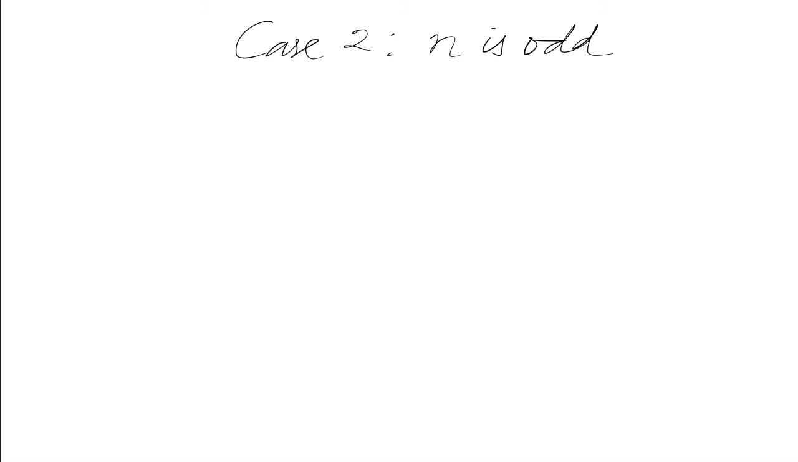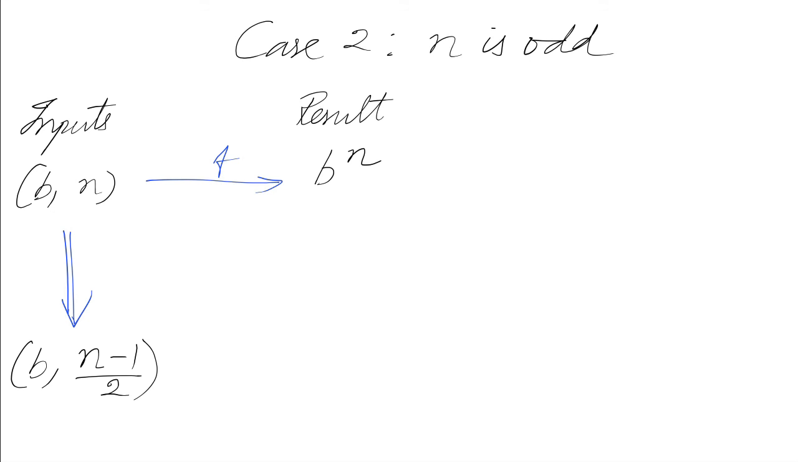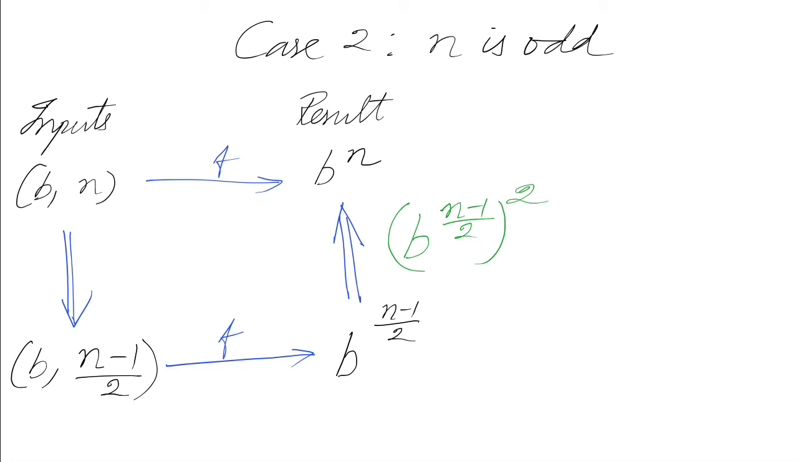Let's now look at the recursion diagram for the case when n is odd. The inputs and results are the same as before. In the reduction step, we need to subtract 1 from n and divide it by half. The result of this subproblem is b to the power n minus 1 by 2. In the combine step, we need to square the result of the subproblem and multiply by b to get the final result. We can now define the recursive function.